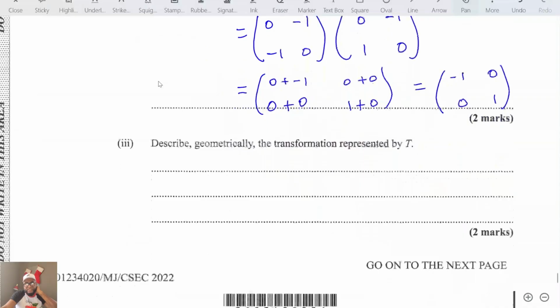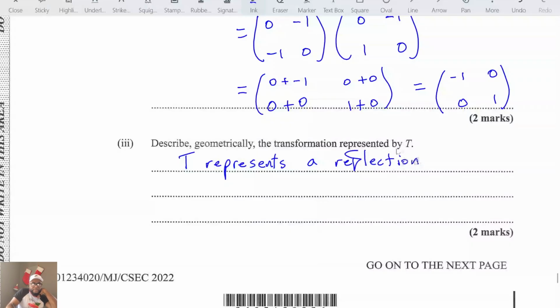Or my combined transformation. Describe geometrically the transformation represented by T. Anybody have what it is? Anybody check their notes? What T is a it? Reflection in the y-axis. So T represents a reflection in the y-axis.